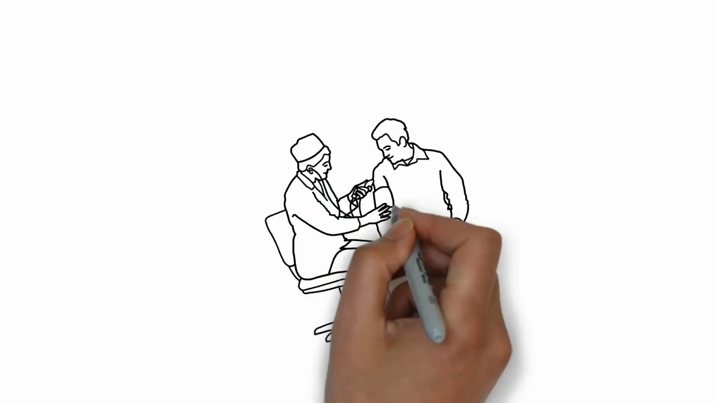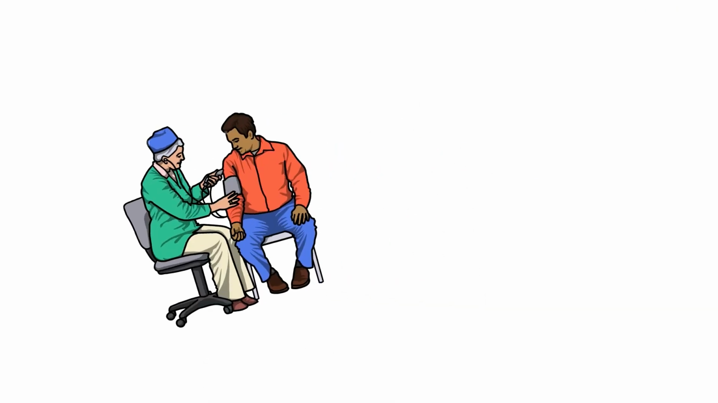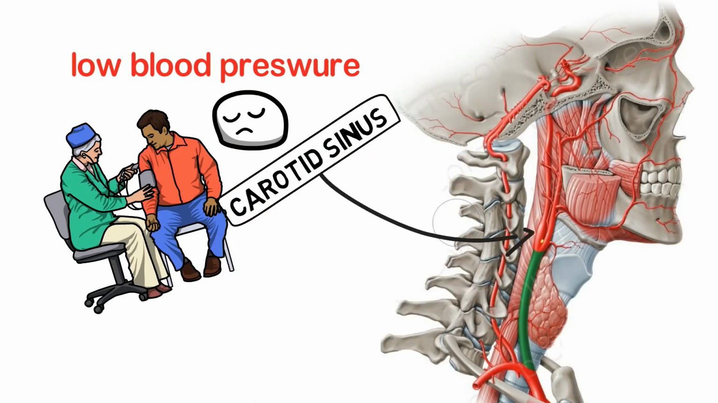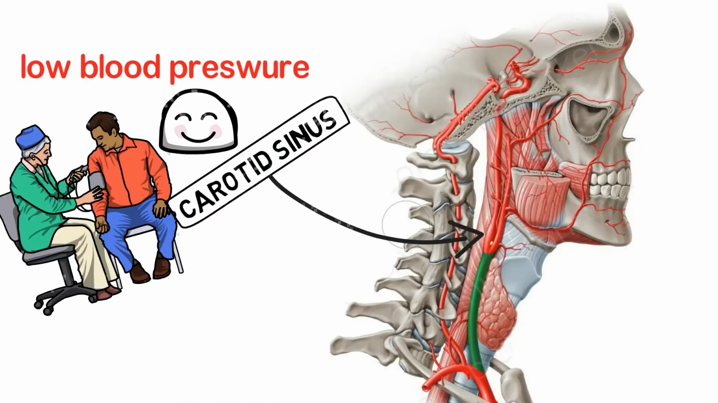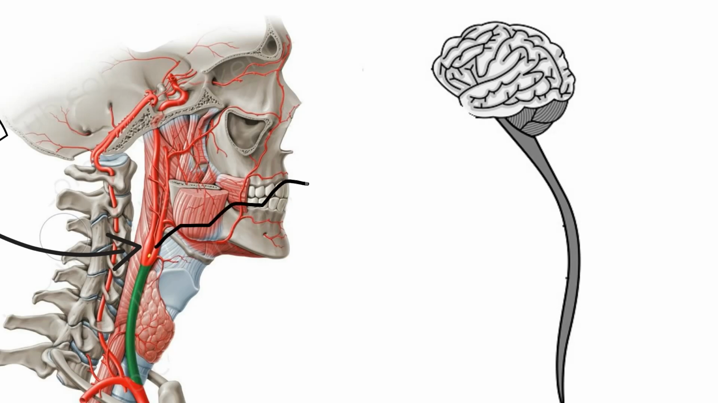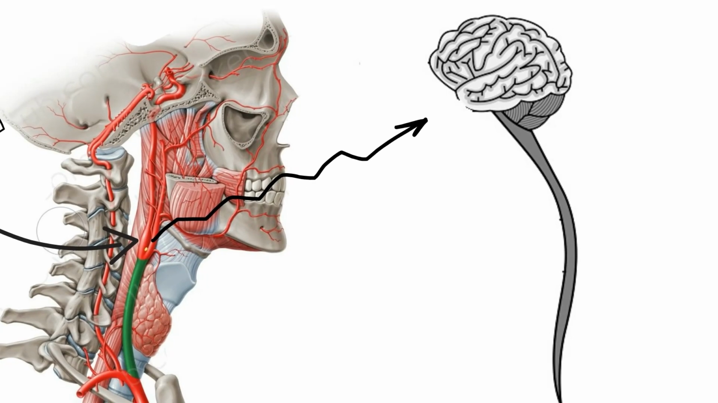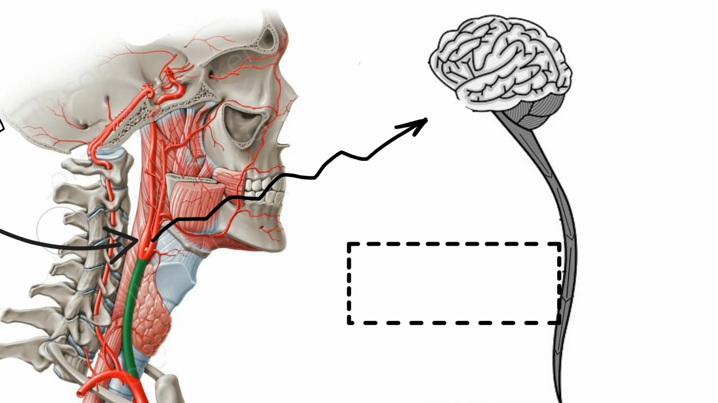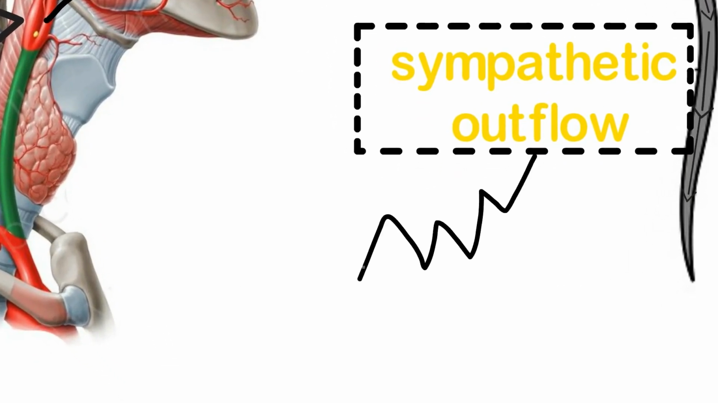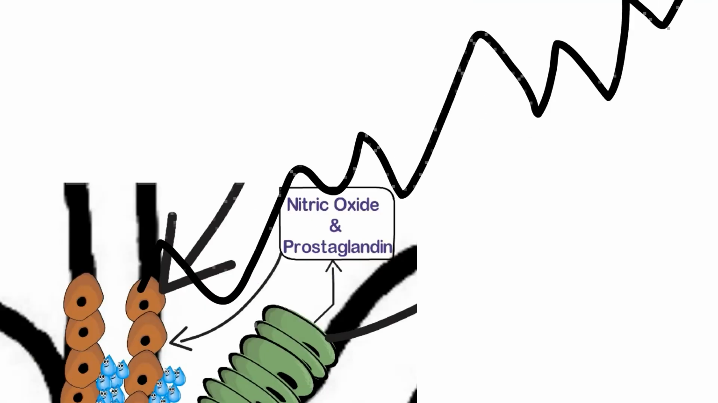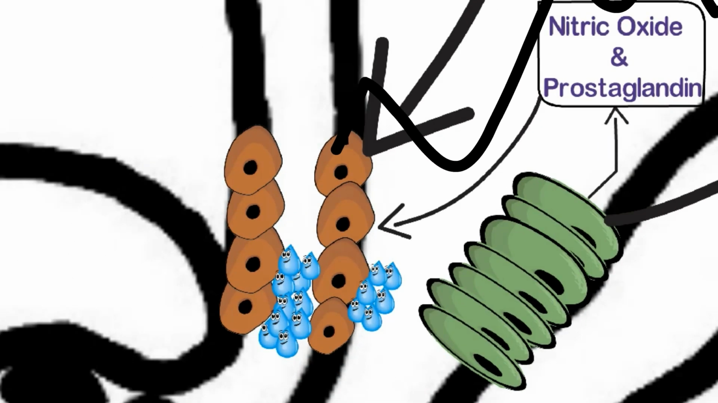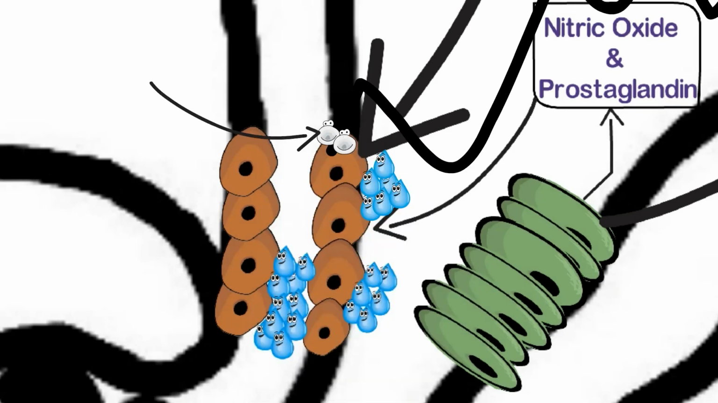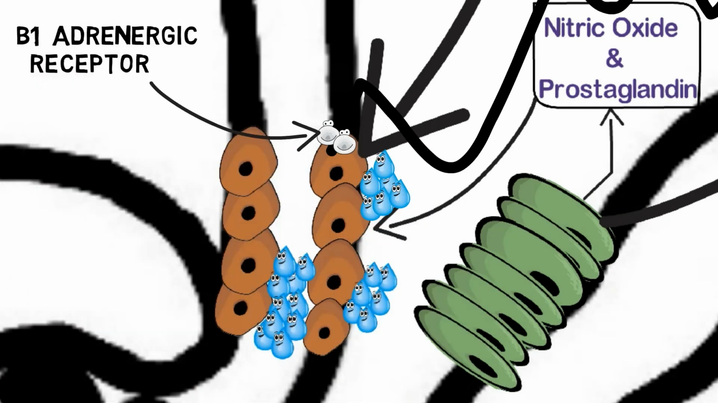We can get renin another way. Whenever there is low blood pressure, our carotid sinus gets activated and sends signals to our central nervous system. The central nervous system generates a sympathetic outflow. This sympathetic outflow goes to the glomerular cells of the kidney through sympathetic fibers and causes release of more renin. Beta-1 adrenergic receptors play a very important role here.